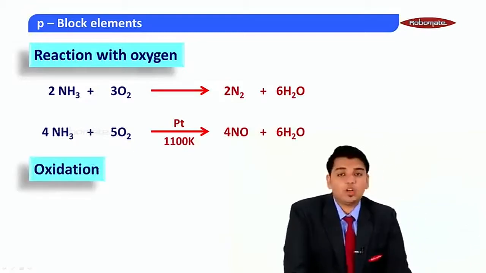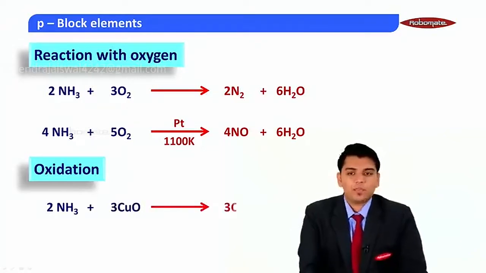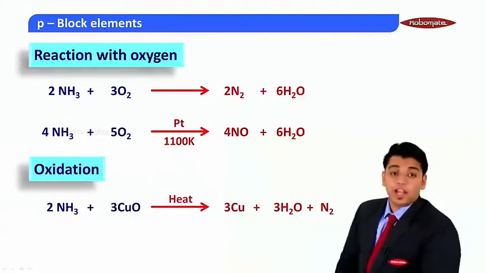Now when we do oxidation of this ammonia using CuO, that is copper oxide, in the presence of heat, what we get is copper and water, and we get nitrogen gas.